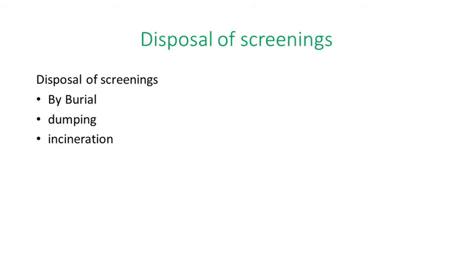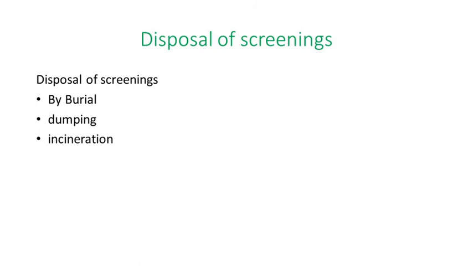One method is the deep burial method, one is the dumping method, and one is the incineration method. The burial method is nothing but to excavate a trench of larger depth, dump your screening material into that pit, and cover it with soil. That is called the deep burial method. So you can excavate a larger trench, 2 or 3 meters deep, put your waste into that pit and cover it with soil. So that is the burial method.